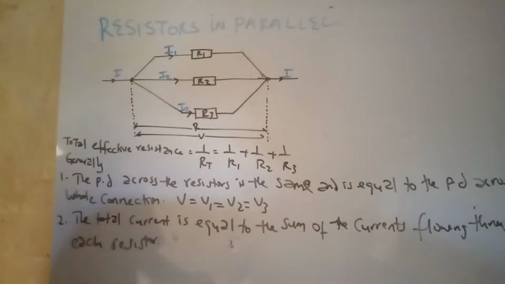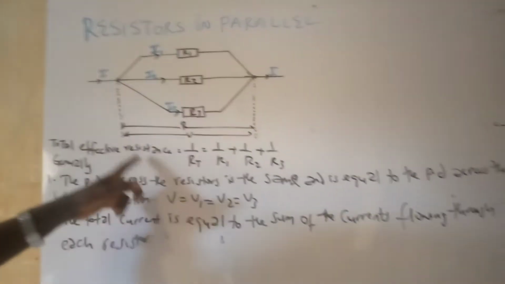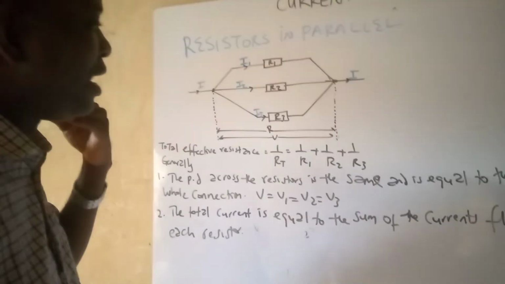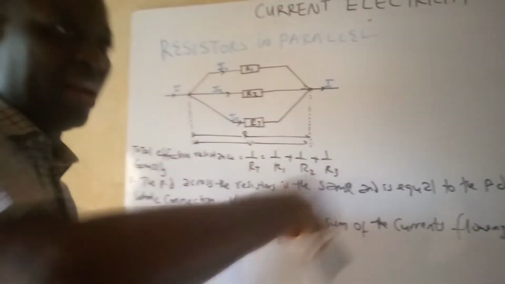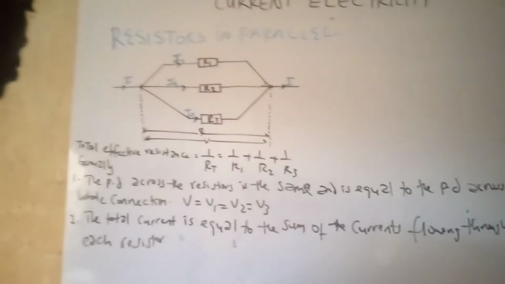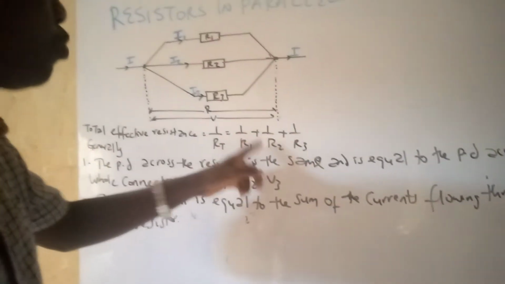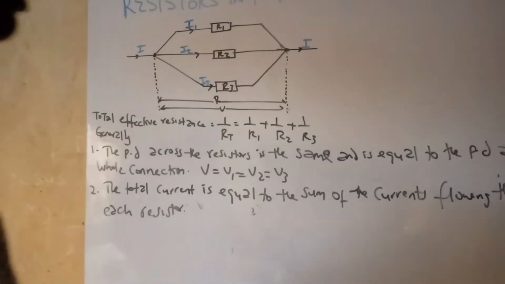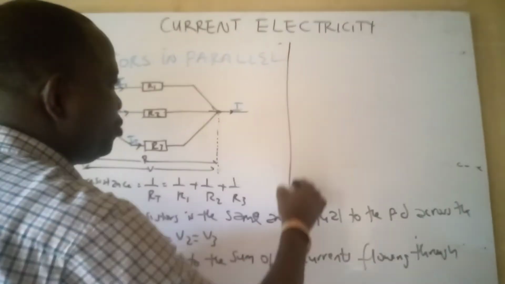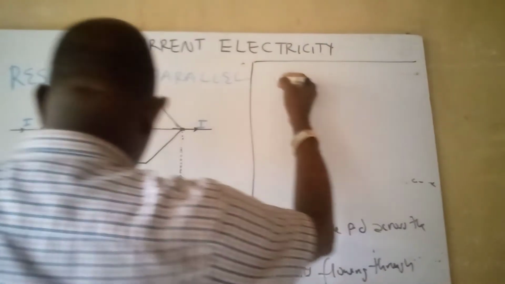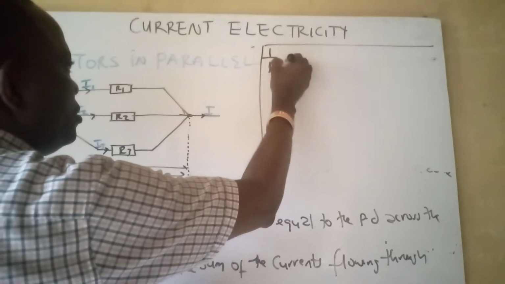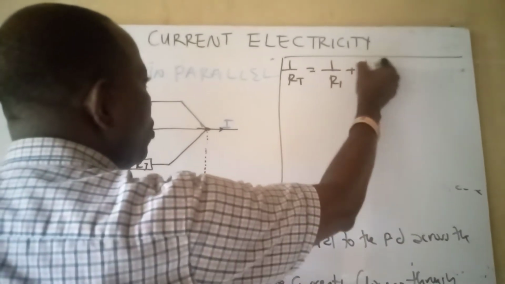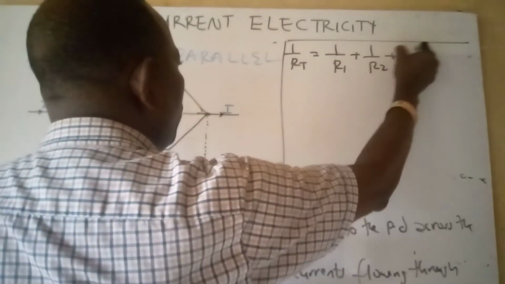So how do we calculate the total effective resistance of these resistors in parallel? We do inverse. So 1 over RT equals 1 over R1 plus 1 over R2 plus 1 over R3. We can find the effective resistance by doing this.